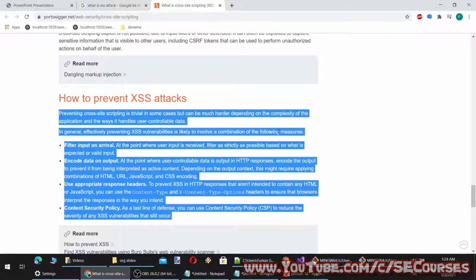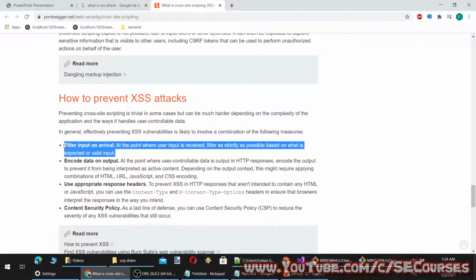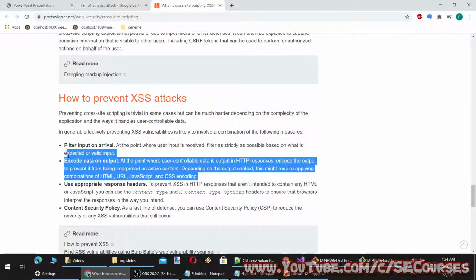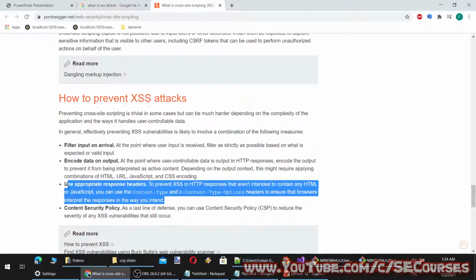In general, effectively preventing XSS vulnerabilities is likely to involve a combination of the following measures. Filter input on arrival: at the point where user input is received, filter as strictly as possible based on what is expected or valid input. Encode data on output: at the point where user-controllable data is output in HTTP responses, encode the output to prevent it from being interpreted as active content. Depending on the output context, this might require applying combinations of HTML, URL, JavaScript, and CSS encoding.